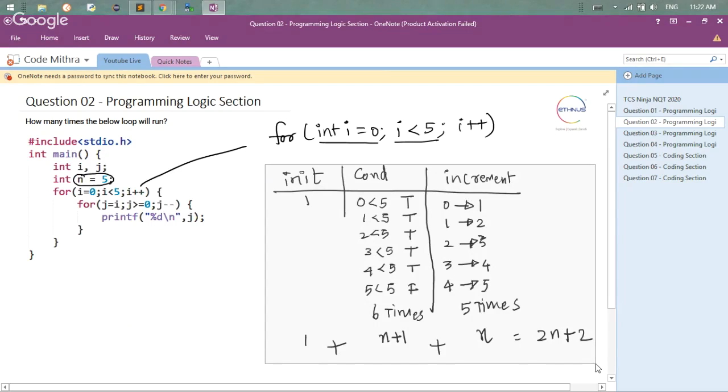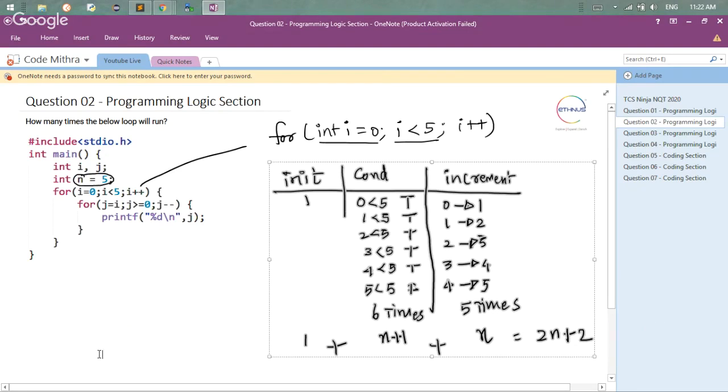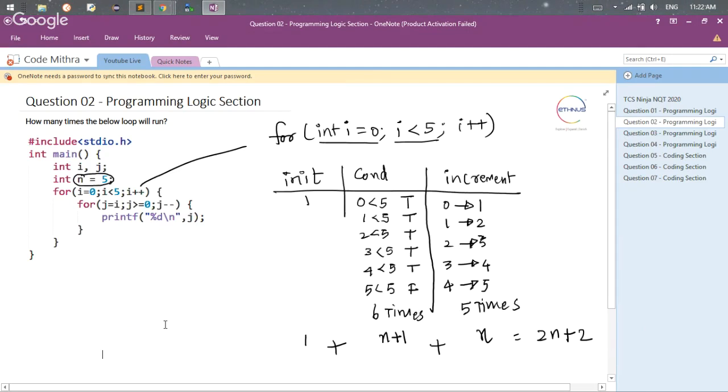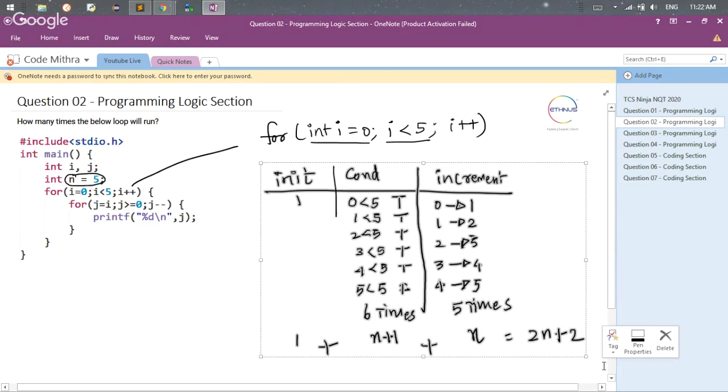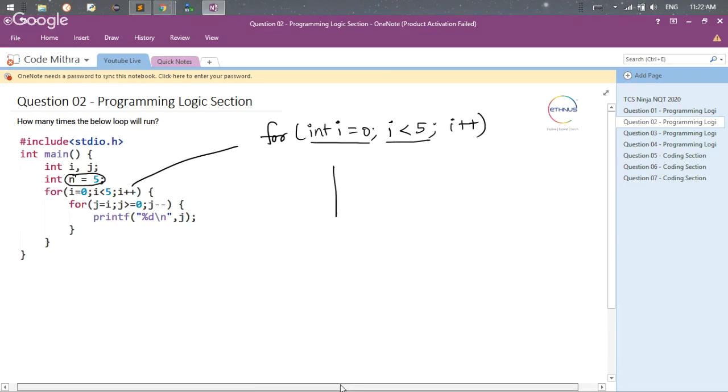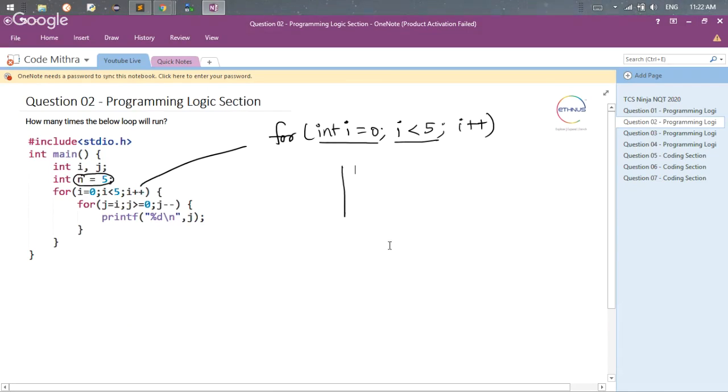Now, you can just take a screenshot of it so that you understand how many times each and every part of a for loop is getting executed. Now, once this is done, we know that the outer loop is getting executed for n times, right? And now let's speak about the inner loop.